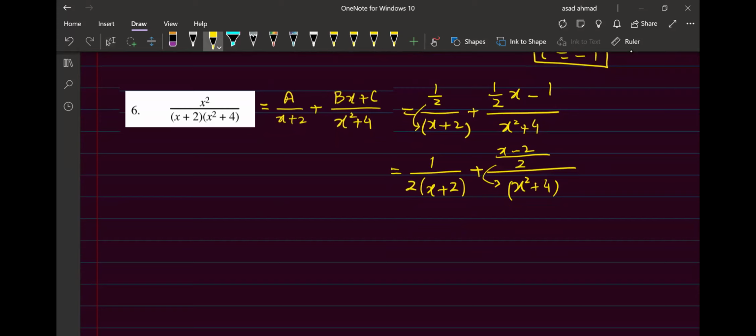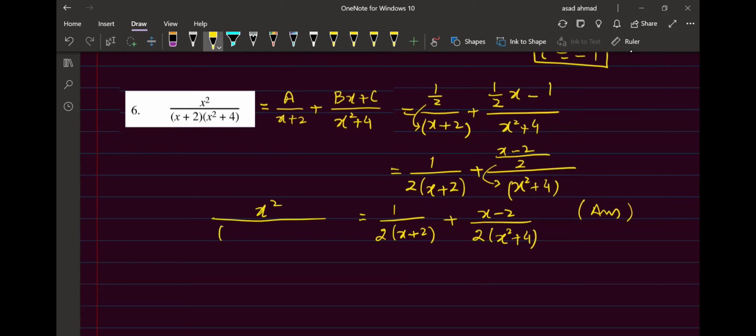And finally, the denominator of the second term will also be adjusted, and 2 will be shifted in the denominator like this one. And it is the final answer, while the term on the original statement of the question will be as it is. This is how we have to complete the question. X plus 2, x square plus 4, and it is the answer.